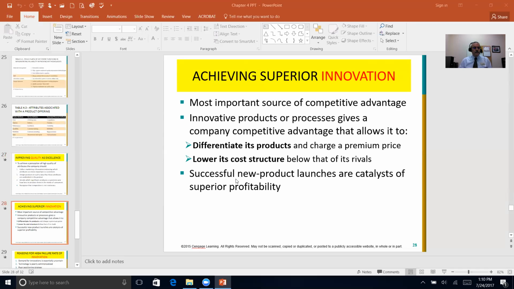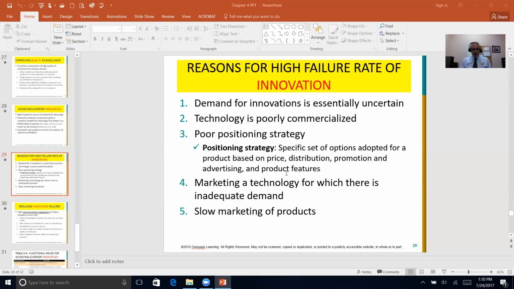Why does some of this innovation struggle? It's really because many new products fail because the demand for innovations is uncertain, meaning that as customers, we don't at times really know what we want until we see it. Then we see it and we say, I got to have that. So in some cases, we just don't know. This is where market research can help minimize the uncertainty for that.